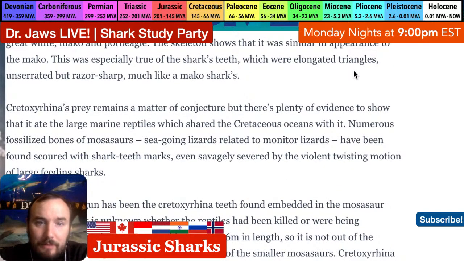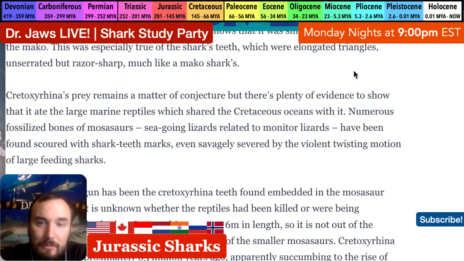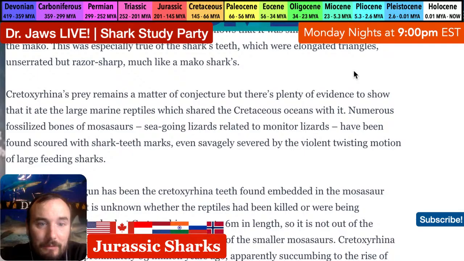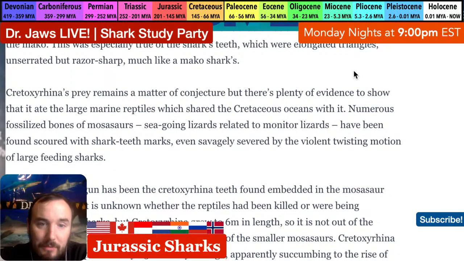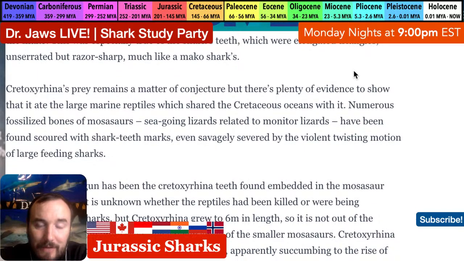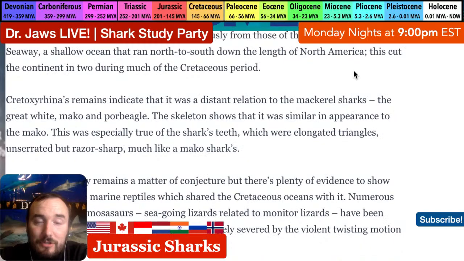Cretooxyrhina's prey remains a matter of conjecture, but there's plenty of evidence to show that it ate large marine reptiles with which it shared the Cretaceous oceans. Numerous fossilized bones of mosasaurs, sea-going lizards related to monitor lizards, have been found scoured with shark teeth marks, even savagely severed by violent twisting motion of larger feeding sharks.